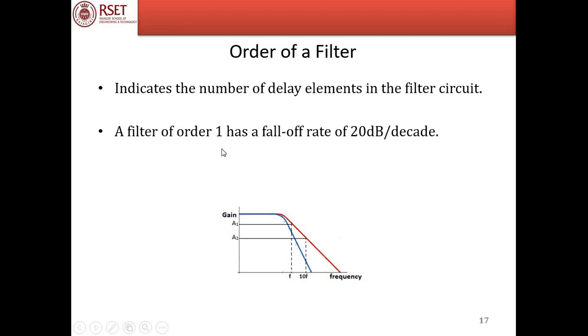So by 20 dB per decade fall off rate, we mean that when the frequency changes by a decade, the fall in gain is by 20 dB. That is, when frequency changes from f to 10f, the gain drops from A1 to A2 and the difference between A1 and A2 is 20 dB. That is what we mean by 20 dB per decade. And the fall off rate is 20 dB per decade for a filter of order 1. That is, you have a single RC stage in your filter. It is called a filter of order 1.